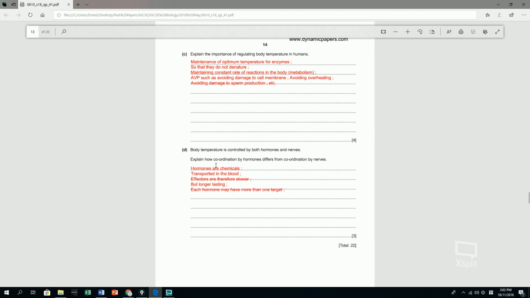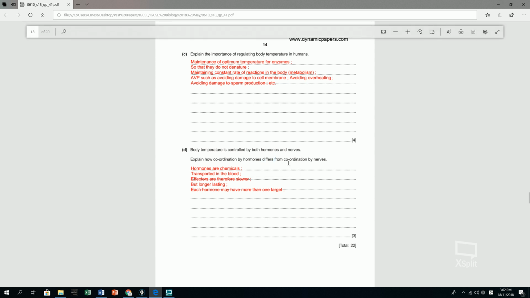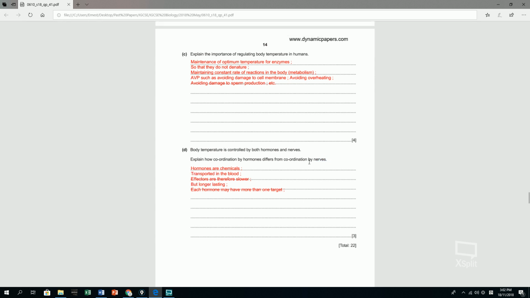So moving on, the body temperature is controlled by hormones and nerves. Explain how coordination by hormones is different from coordination by nerves. This is a theme that repeats throughout past papers, so they're just getting you to compare hormones with nerves. So of course, hormones are chemicals that are transported in the blood, whereas nerves are electrical impulses that travel in neurons.